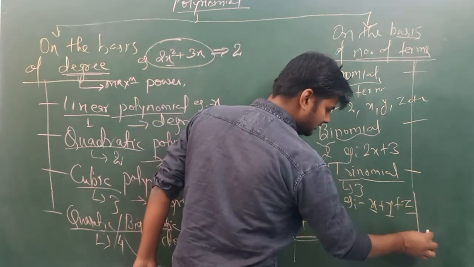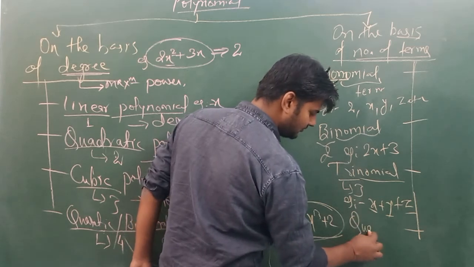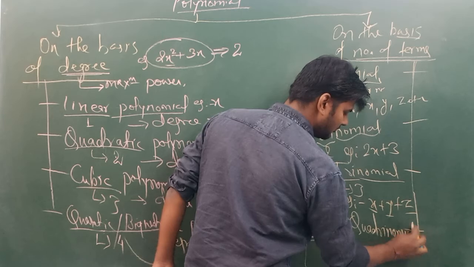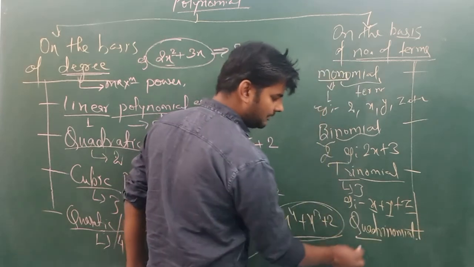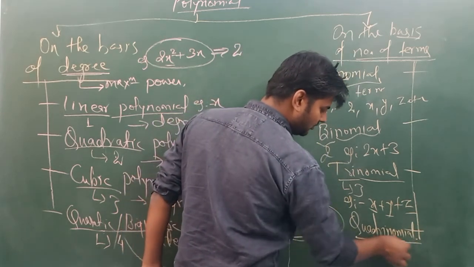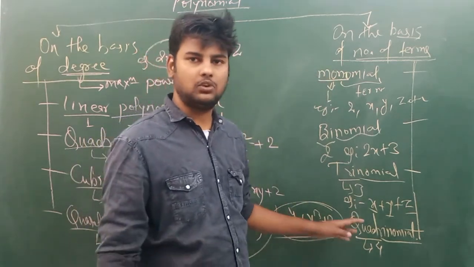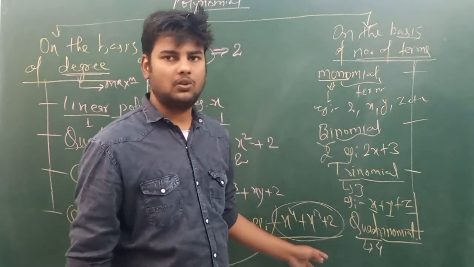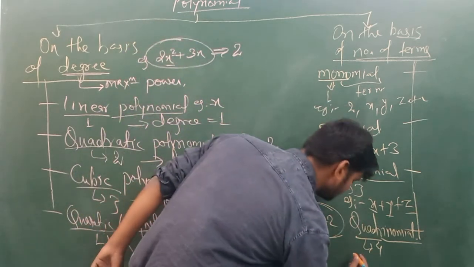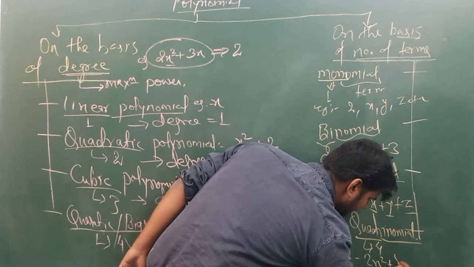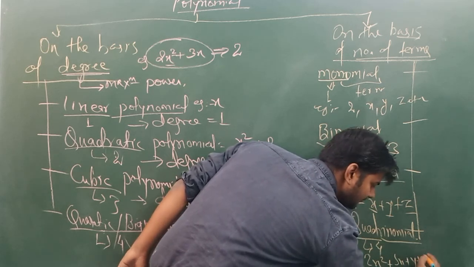The fourth one is quadrinomial. Here the word quad represents 4 and nomial means terms. So we can say that a polynomial having 4 terms is termed as a quadrinomial. For example, 2x square plus 5x plus y plus z.